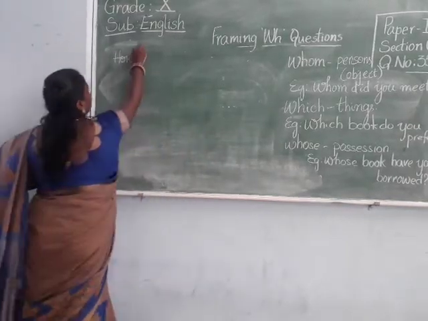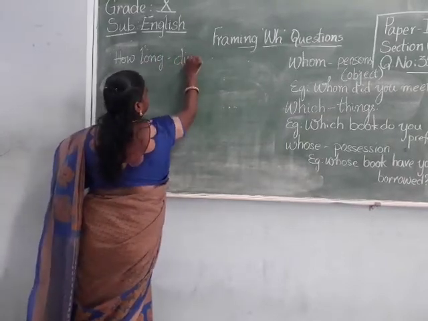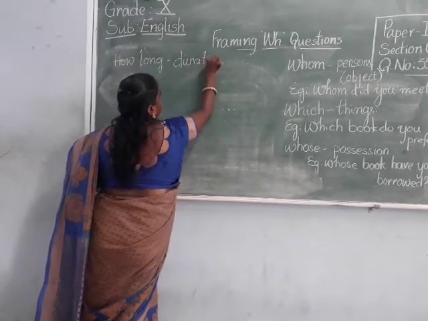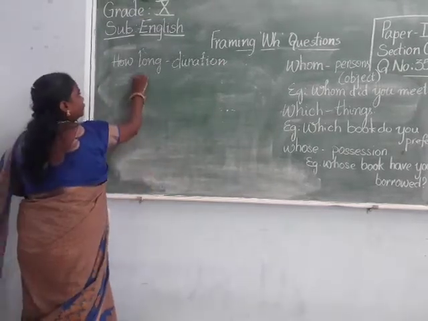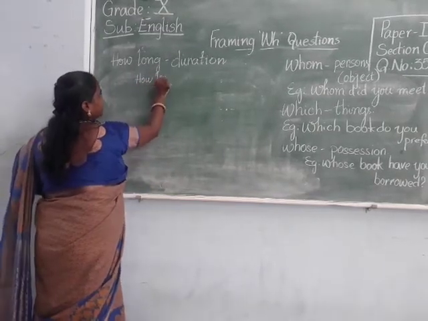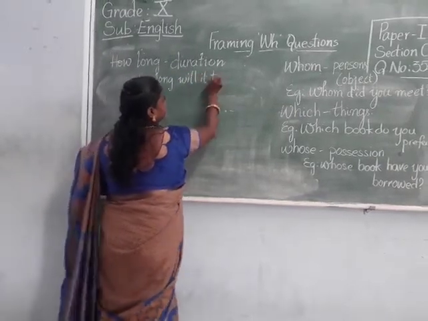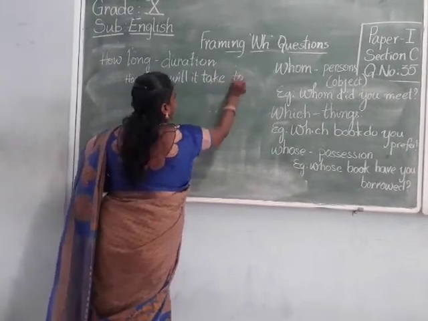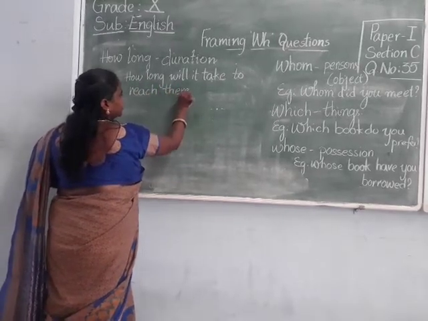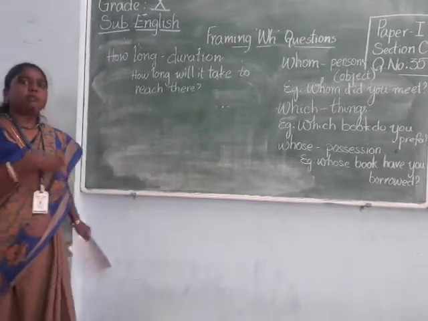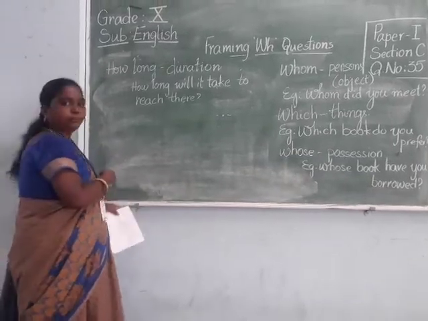For example, how long. How long tells us about duration. For example, how long will it take to reach the destination? How long will it take to reach there? So you are still asking about duration. How long? How much time will it take? So how long is used to know about the duration.